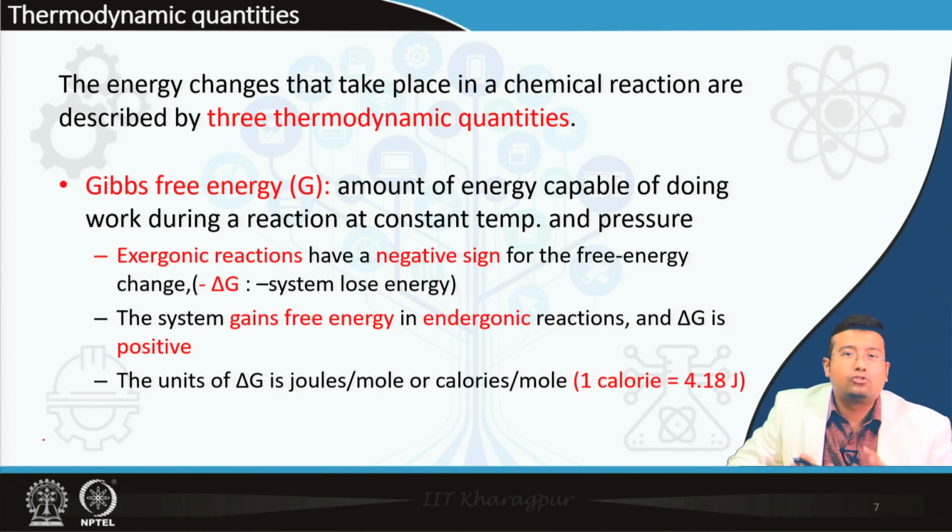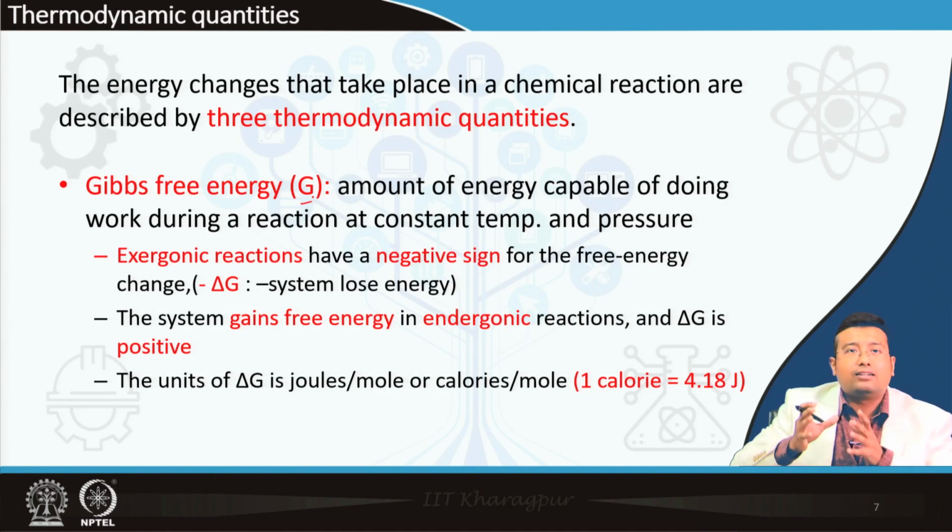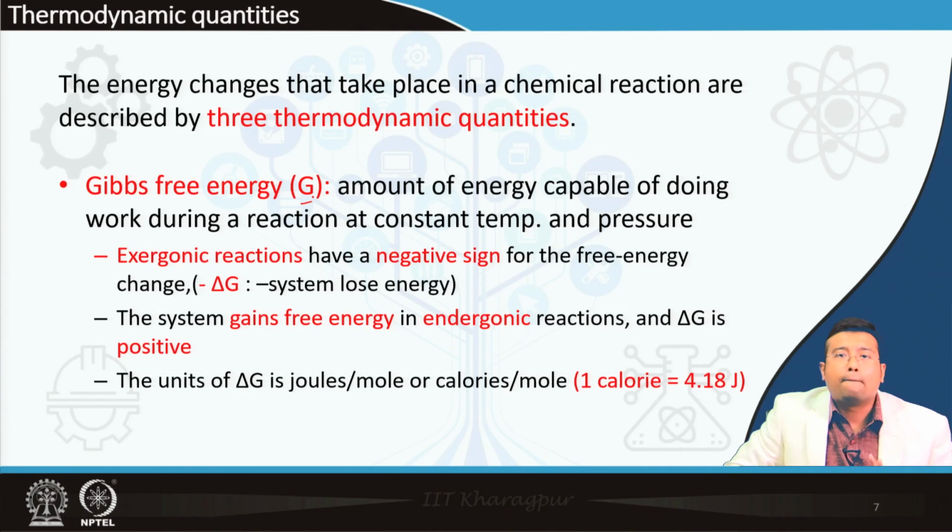Now, having known these two laws of thermodynamics, we should understand what the thermodynamic quantities are. So, what do we mean by thermodynamic quantities? There are three thermodynamic quantities, to be very precise. The first one is Gibbs free energy. It is denoted by the capital letter G. It is the amount of energy capable of doing a reaction at a constant temperature and pressure.